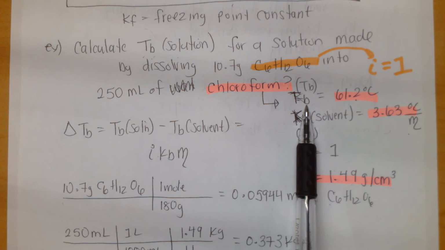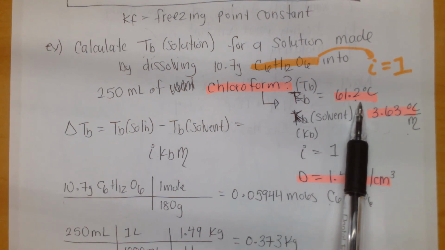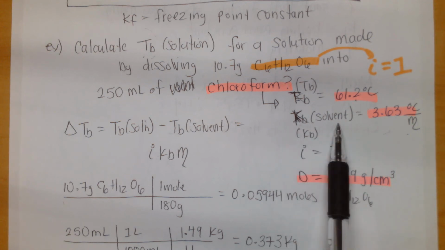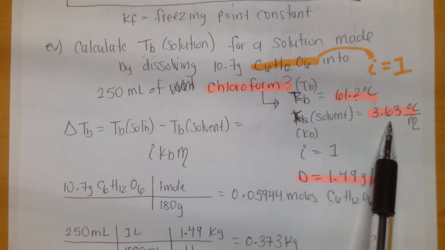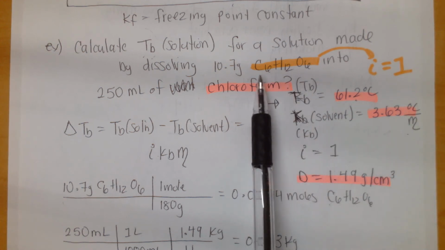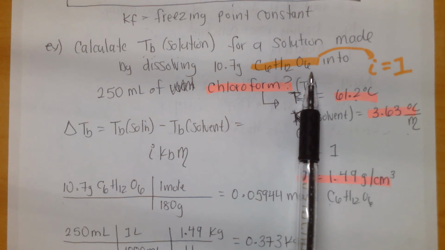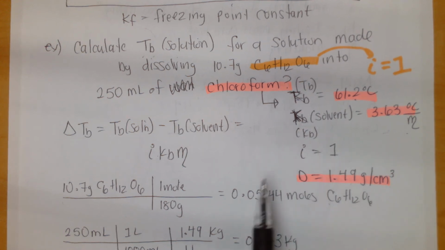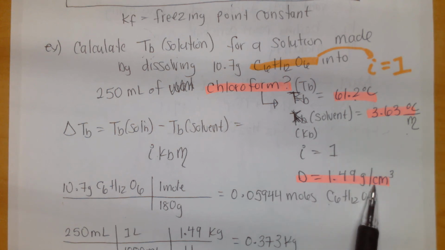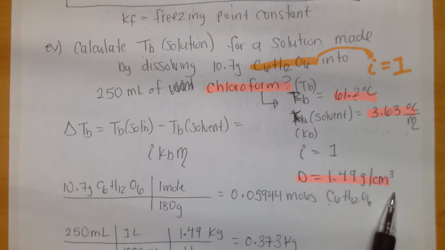Our boiling temperature of our pure chloroform is 61.2. Our KB of our solvent, looking that up, is 3.63 degrees Celsius per molality. This is a molecule, so i is 1. And then the density of chloroform is 1.49 grams per centimeter cubed. So again, this would be given in a problem as well if you did need it.